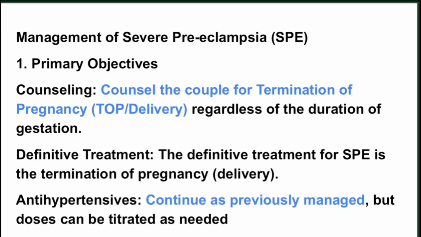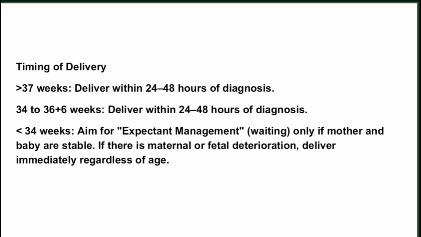Okay, so with that being said, the definitive management of severe preeclampsia is termination of pregnancy, which is TOP. So regardless of the gestational age, we need to deliver the mother. As long as this mother has not stabilized, we need to prepare her for delivery of the baby because it's a high risk situation. So we need to deliver if she's greater than 37 weeks within 24 hours of diagnosis.